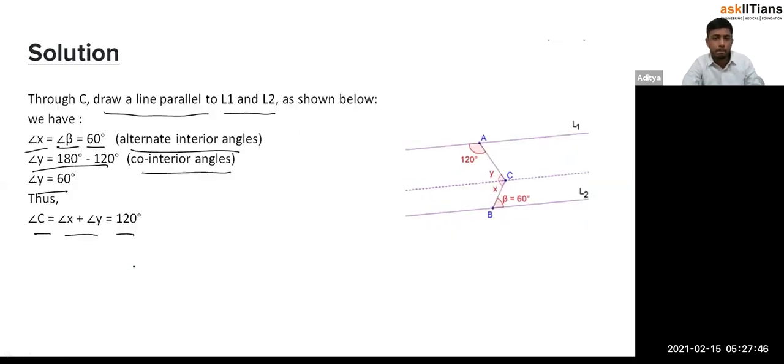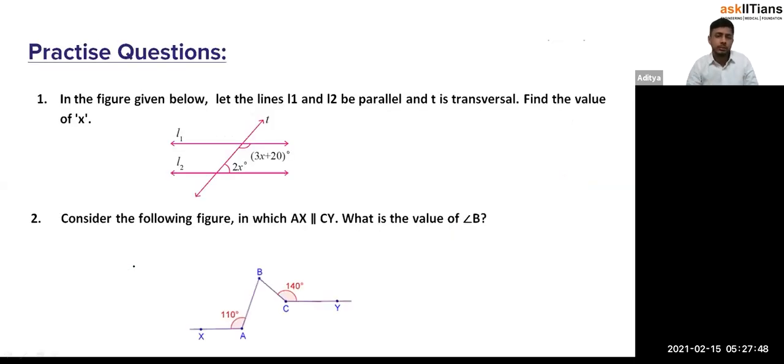So angle C will be the sum of both these angles, which comes out to be 120 degrees, as we also obtained. Now let us see some practice questions here. The question here is, these are two parallel lines, L1 and L2, and there is a transversal. Find the value of x.